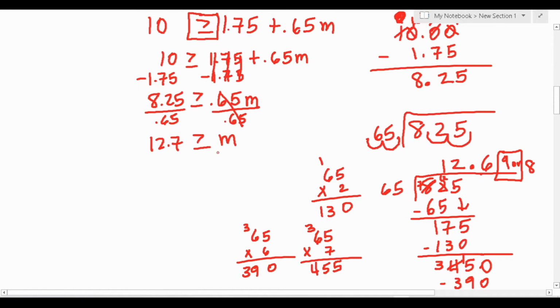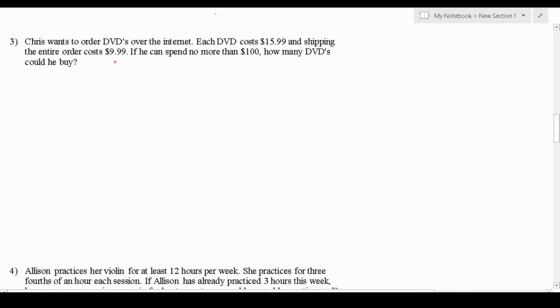And if we rewrite this to put the variable on the left, we can see that, in other words, with the $10 that she has and the rate of the taxi fare, she can travel no more than 12.7 miles.